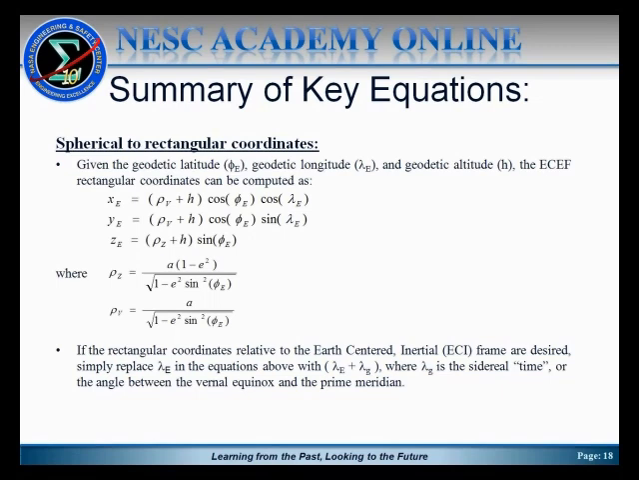If you wanted the rectangular coordinates relative to the Earth-centered inertial frame instead of the Earth-centered, Earth-fixed, you would simply replace lambda sub e in the equation above with lambda sub e plus lambda sub g, where lambda sub g is the sidereal time, or the angle between the vernal equinox and the prime meridian.